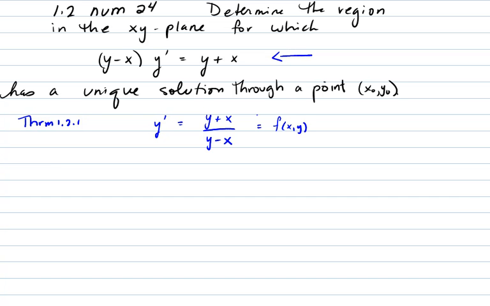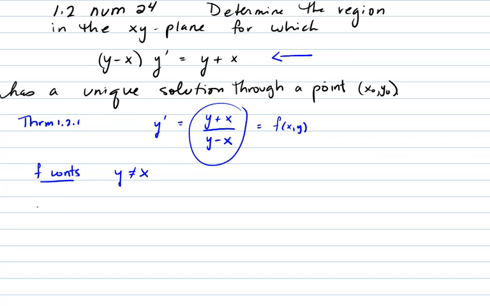Okay, so if you recall in the theorem, we have to find out when f is continuous. Well, when is this function continuous? Well, as long as the denominator is not 0. In this case, that's the only problem that we could encounter. So that would mean that y not be equal to x. So any point is okay except those when y is equal to x.